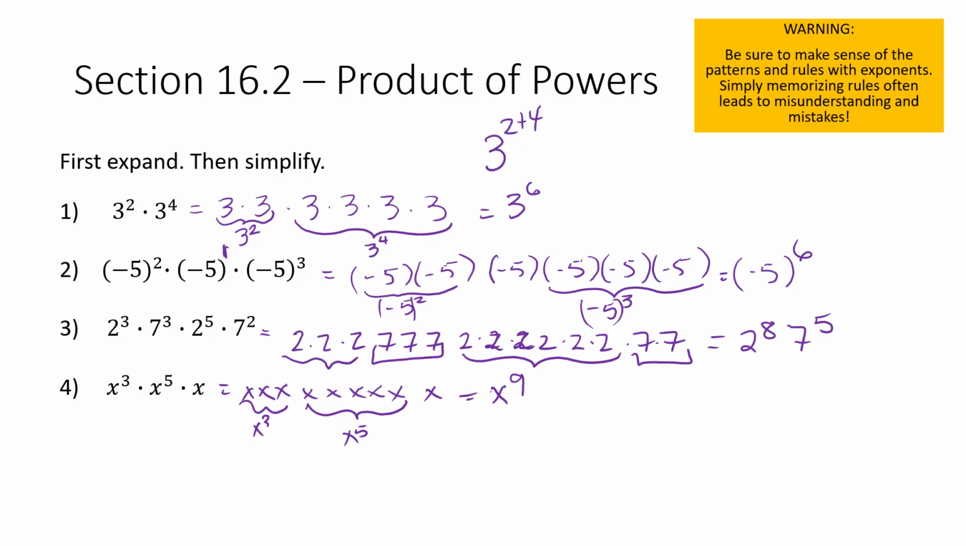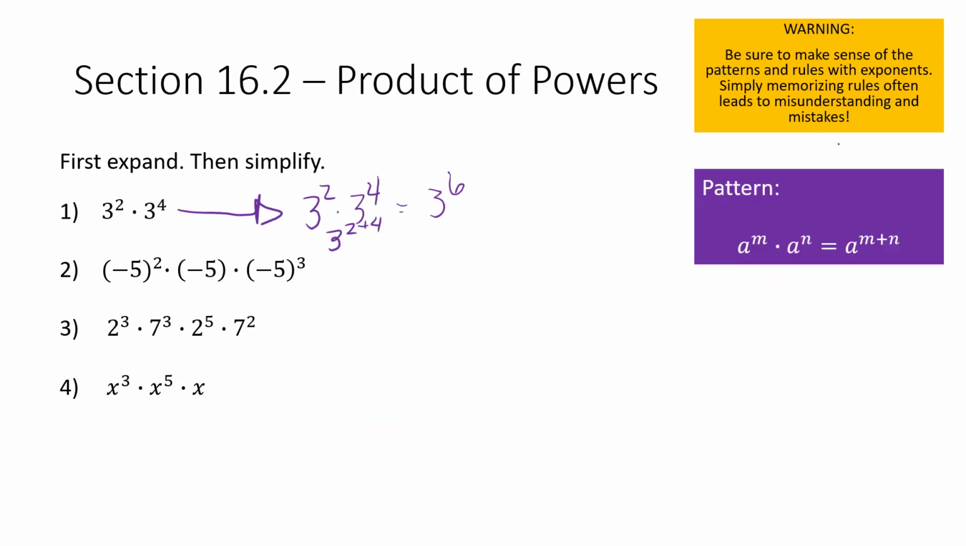And with this negative 5 here, we could look back at the beginning and notice that we had a 2 as an exponent and a 1 as an exponent and a 3 as an exponent, which also gave us an exponent of 6. Our final pattern we can write with algebra here as: if we've got a to the power of m and a to the power of n, we've got a to the power of m plus n.